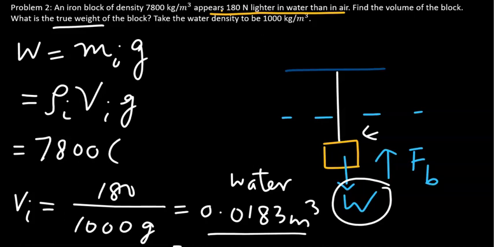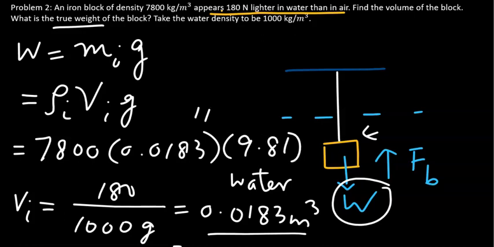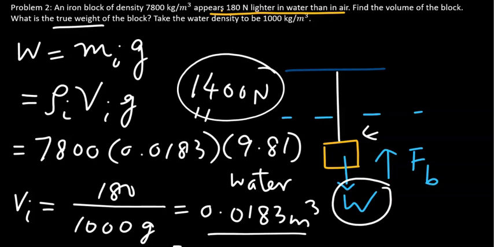The volume is 0.0183 and gravity is 9.81. And when you calculate that, you get 1400 newtons for the true weight of the block. And that solves the problem.